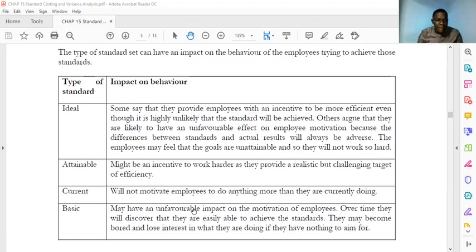Okay, good. Basic standard may have an unfavorable impact on the motivation of employees. Over time, they will discover that they are easily able to achieve the standard. They may become bored and lose interest in what they are doing if they have nothing to aim for, because it's very basic. Okay, good.